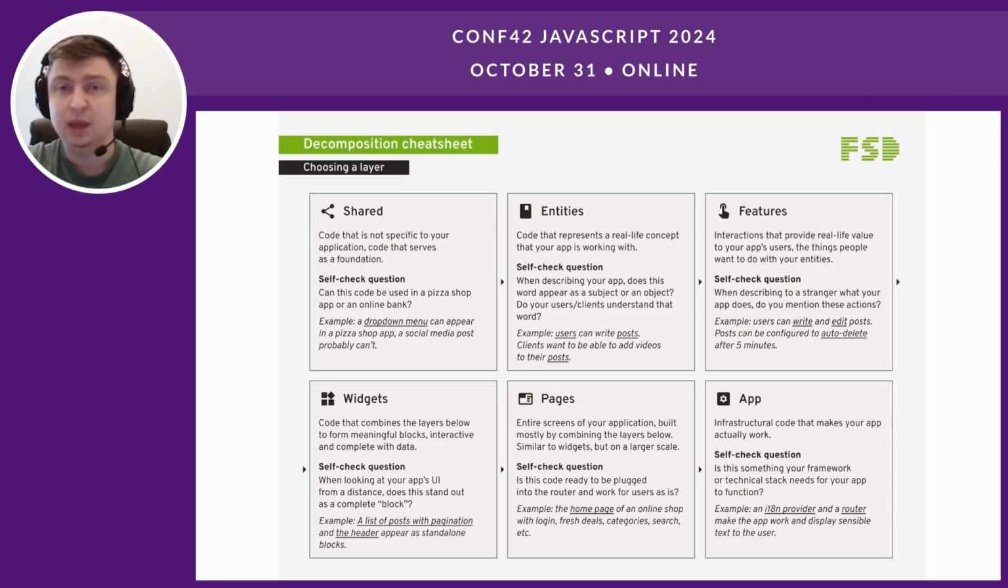Of course, at the beginning, it may be difficult to divide every feature into these layers, segments, and so on. And the core team of Feature Slice Design created a decomposition cheat sheet, which can help you to decompose your feature. And you can use it on their website. Yes, they have a website. Feature Slice Design has a good website with a lot of information. I'll give you a link at the end of my speech.